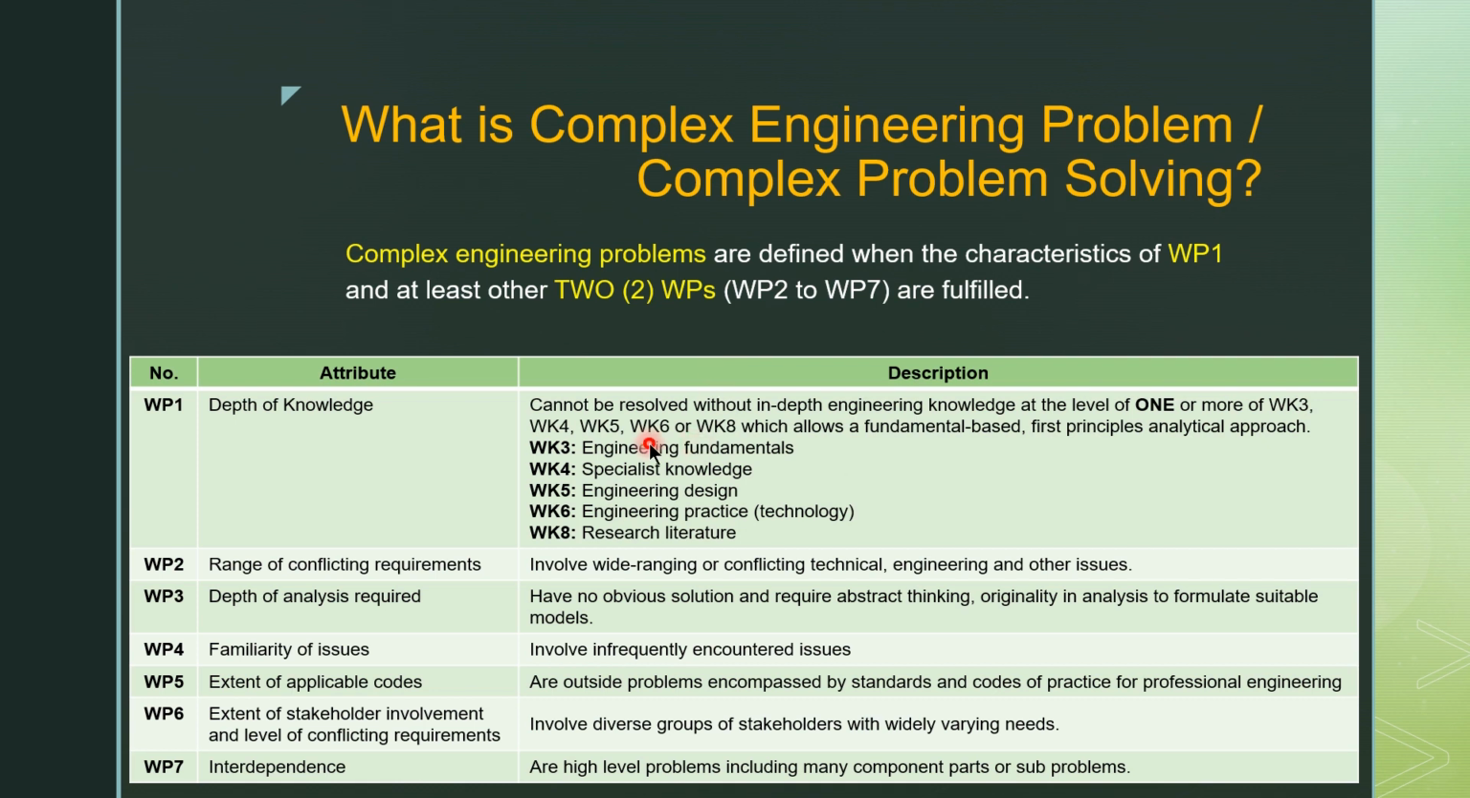So when you have this kind of problem, you check WP1 and see which item in this WK suits your problem. For example, it cannot be resolved with in-depth engineering knowledge at the level of one or more. In this case, in order to fulfill WP1, you need to have at least the level of one or more.